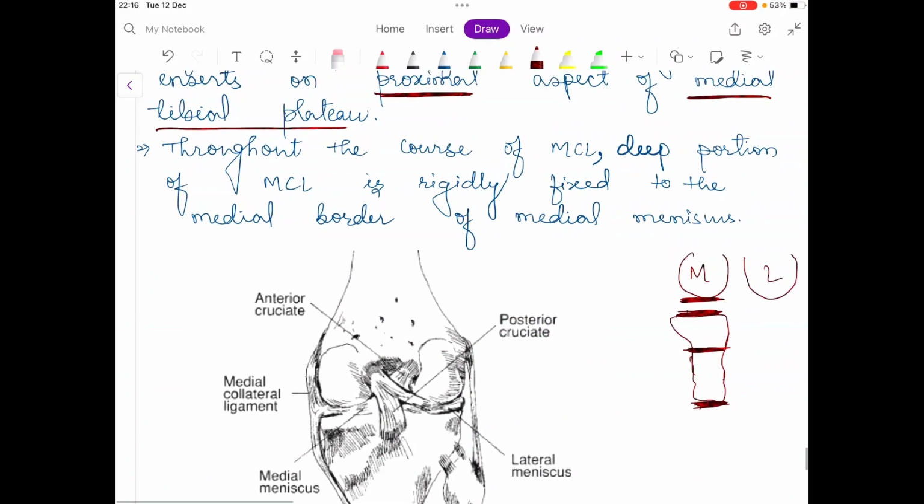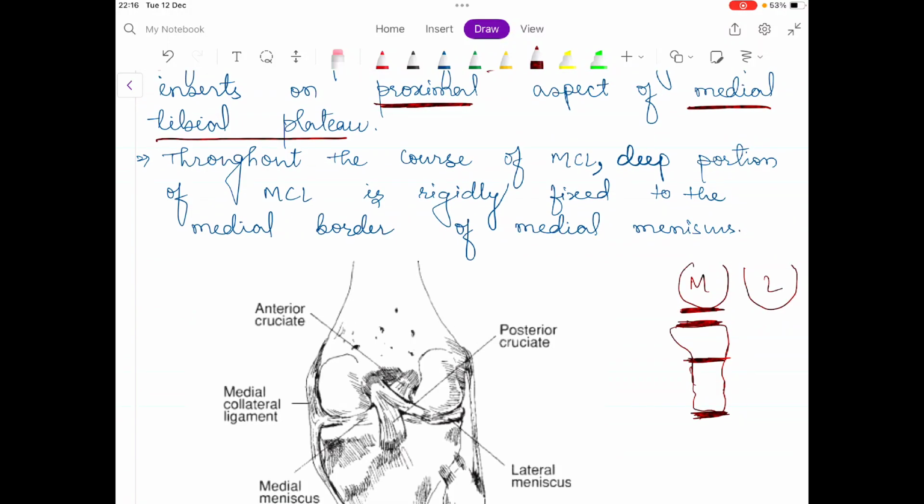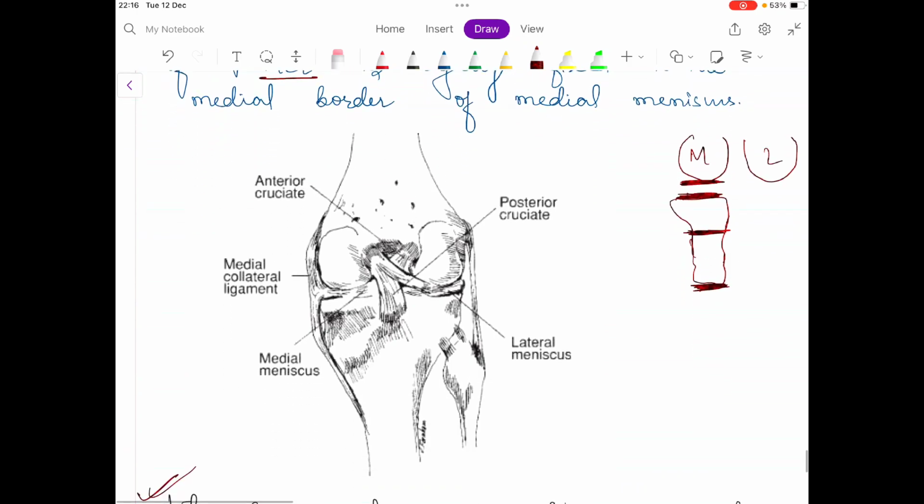And we have also discussed, our last line was, throughout the course of the MCL, the deep portion of the MCL is rigidly fixed to the medial border of the medial meniscus. As you can see here, this one is the meniscus, this is the medial collateral ligament, and this one is the meniscus. So the medial border of the medial meniscus is rigidly fixed to the MCL, as you can see in this diagram. This one is the MCL and this one is the medial meniscus.